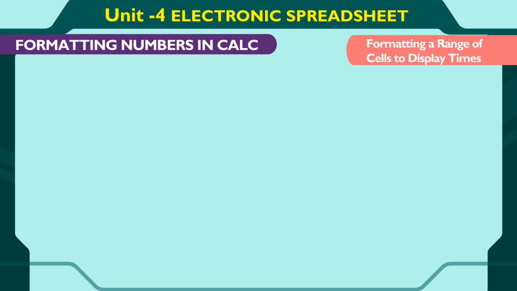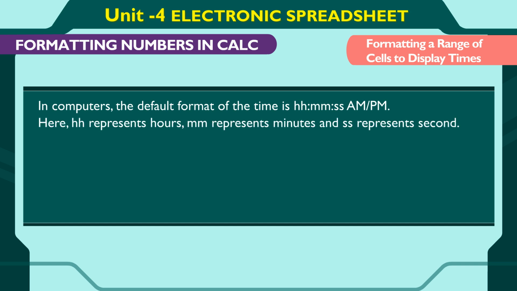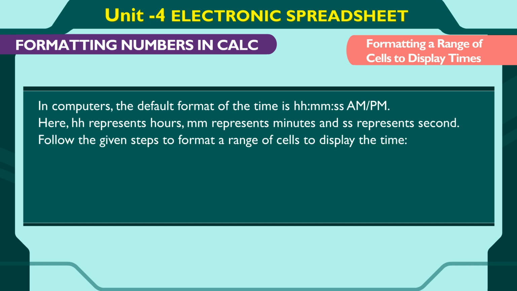Formatting a range of cells to display times. In computers, the default format of the time is HH:MM:SS AM or PM. Here, HH represents hours, MM represents minutes and SS represents seconds. Follow the given steps to format a range of cells to display the time.